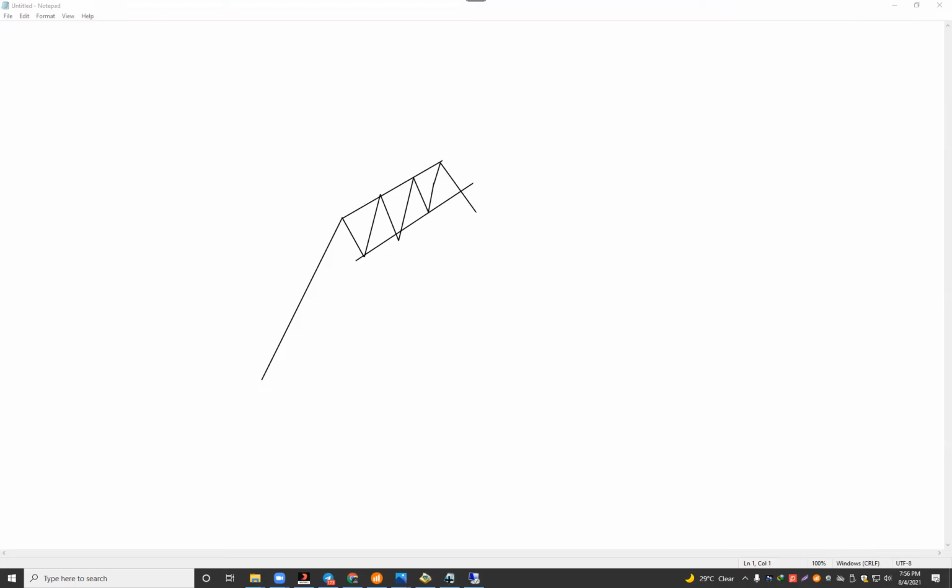No, it's not a channel pattern. It's not a flag either. Give us options A, B, C, D. It is one kind of wedge.